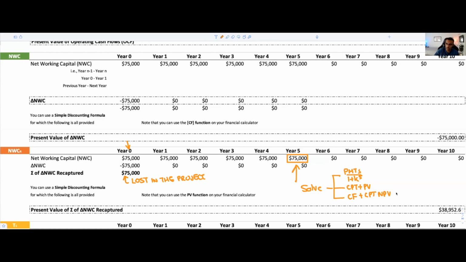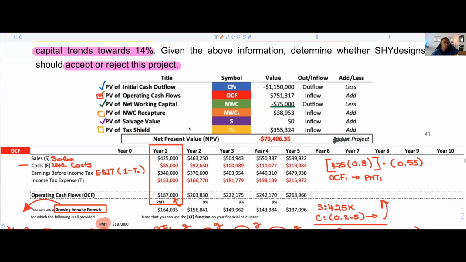So I guess I'll write this here. CO5 will be equal to 75K. CF0 all the way to CO4 will be equal to 0. I hope that makes sense. And then that's going to give you the present value of that recapture, the money you retrieved at year 5, as being $38,000. That's super cool. Okay. So just like that, you were able to solve for your recapture.